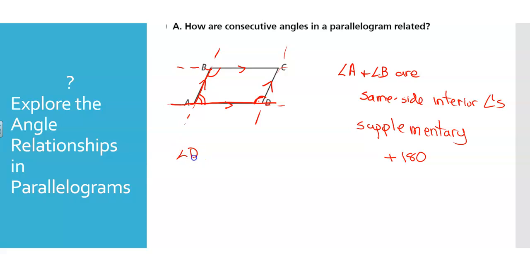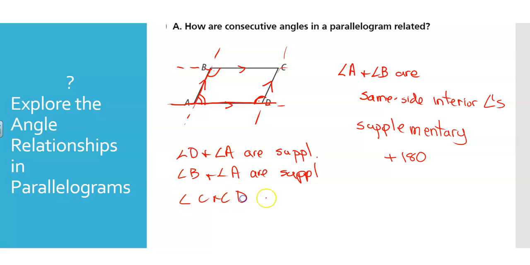So angle A and angle D are supplementary. Angle B and angle A are supplementary. And I would also have C and D. Angle C and angle D are supplementary. And angle B and angle C are supplementary.